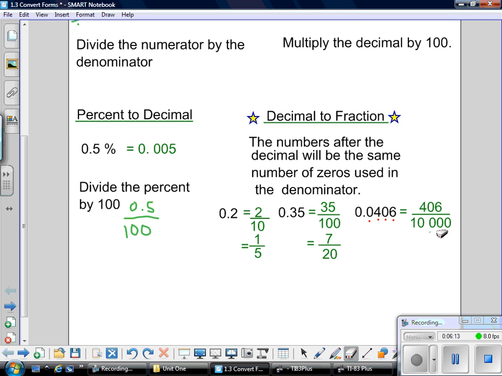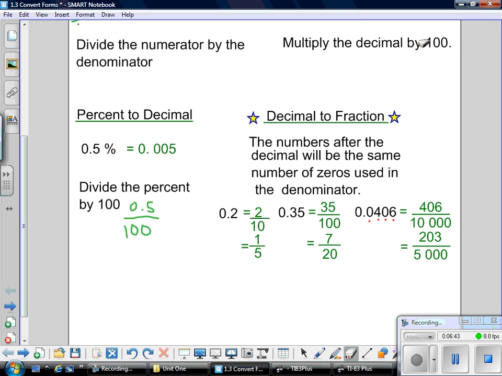Now, again, this isn't in lowest terms. I can see that both of these are even numbers, so I know at least 2 goes into both of them. So let's try that to make our number smaller. 2 goes into 406 203 times, and it goes into 10,000 5,000 times. Okay, and again, you would attempt to reduce further if you could, and I don't think we can, so that one's finished.